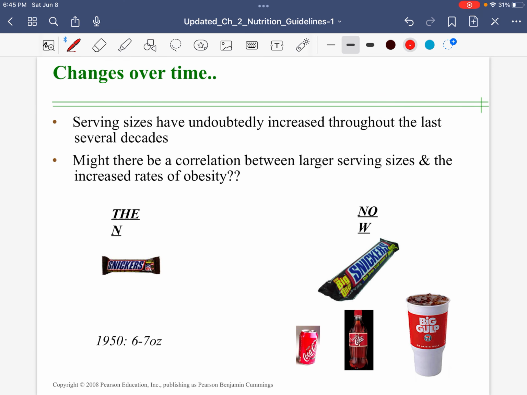These have changed over time. The then and now. Obviously, as time has gone by, the serving sizes get bigger, and it can be hard to hold ourselves down. If I see a big one Snickers, I'm probably going to eat the whole darn thing. When in reality, 1 serving is probably half of that.